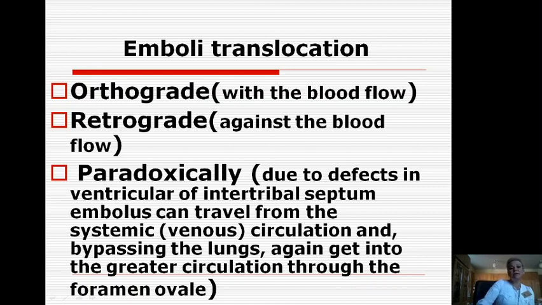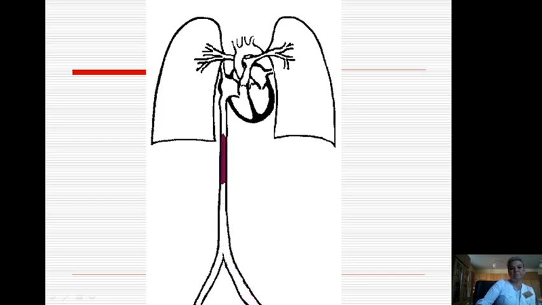And very, very rare translocation is paradoxical, due to defects in the ventricular or interatrial septum. An embolus can travel from the systemic venous circulation and, bypassing the lung, again get into the greater circulation through the foramen ovale. In this scheme, you can see thromboembolism of the lung artery through the right part of the heart, in the venous system to the arteries, to the lung artery.